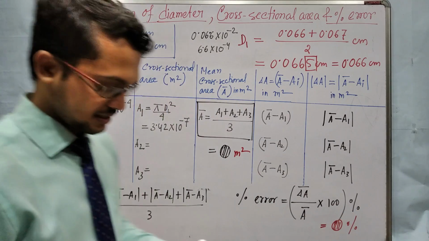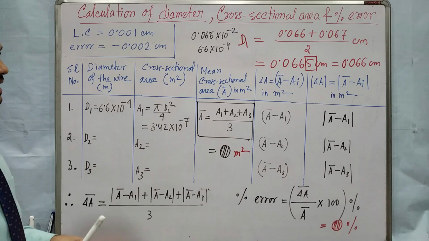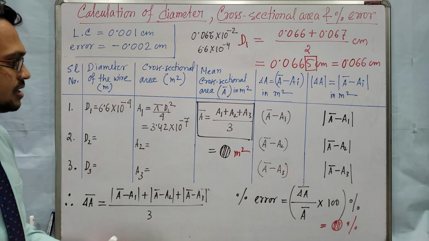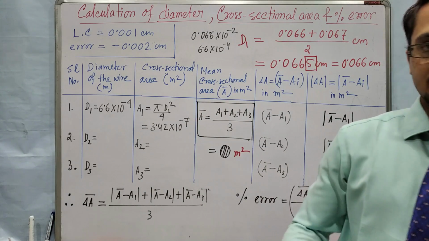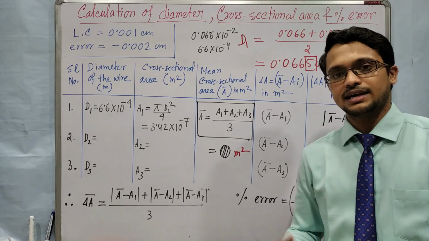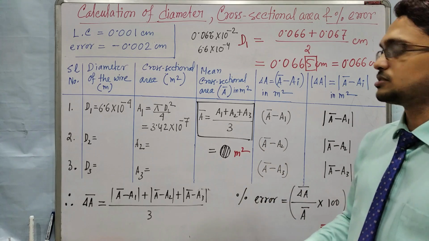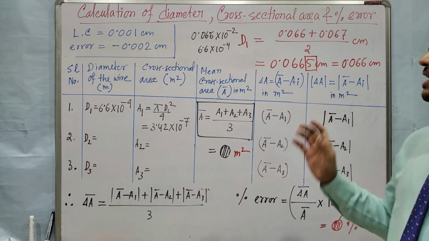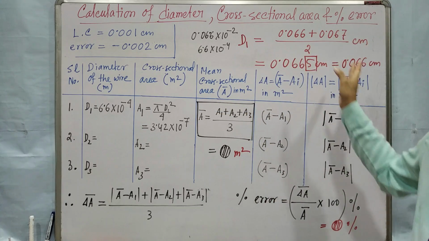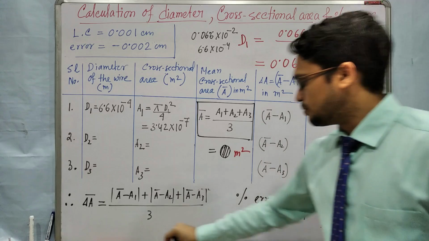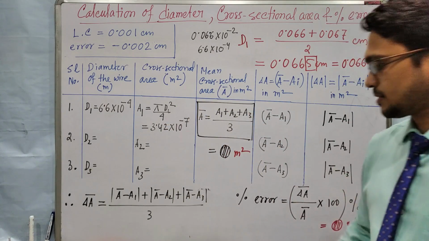Clear? So this is all about the calculation and the practical. How you will do the practical I have already shown you in the virtual lab session, and before that I discussed the theoretical part. So this is all about the calculation of diameter, cross sectional area, and at the end the percentage error of a wire using a screw gauge.